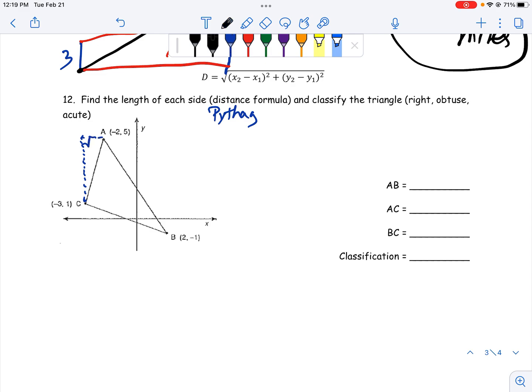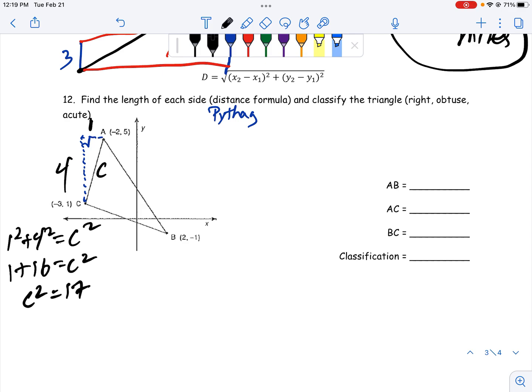Total units I travel up is 4, since I'm going from 1 to 5. Total units I travel over is 1, and that makes this my C. So I do 1 squared plus 4 squared equals C squared. Or 1 plus 16 equals C squared. So C squared equals 17. C equals square root 17. And that is AC.